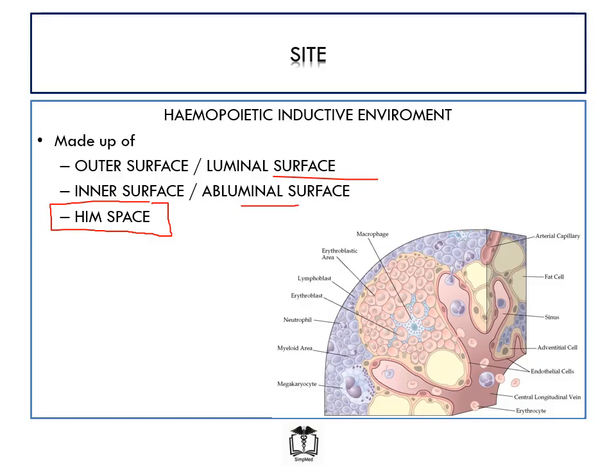This is a picture of the heme. The outer surface, like I said, is also called the luminal surface. The inner surface, just medial to it, is the abluminal surface. And then finally, the space, this environment here, is called the heme space. The heme space contains a number of things. We'll talk about what each of them is formed by and what they are involved in doing for the entire purpose of hematopoiesis.